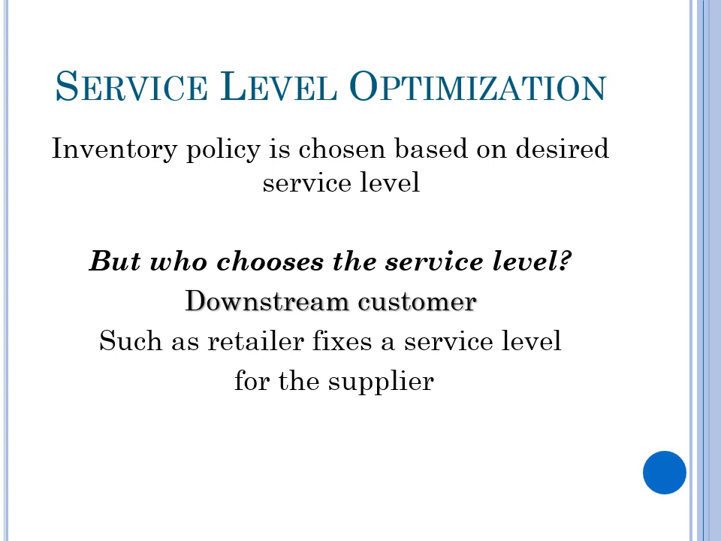The objective of inventory optimization is to determine the suitable inventory policy based on desired service level. But who chooses the service level? Sometimes the downstream customer chooses the service level, such as a retailer fixing a service level for the supplier. For example, Shopno is a popular retail shop. If they want to maintain a service level of 95%, they will inform their supplier that they want to keep 95% service level, and the supplier will design the inventory level accordingly.